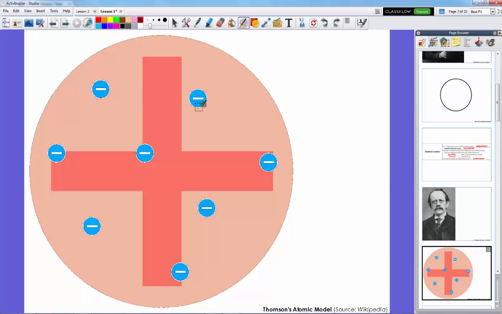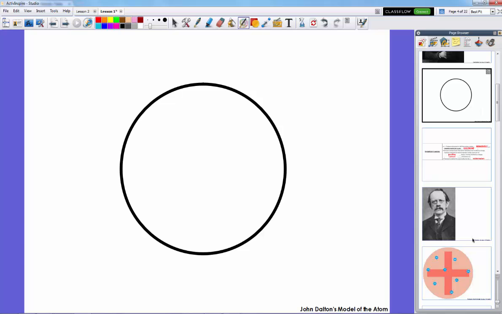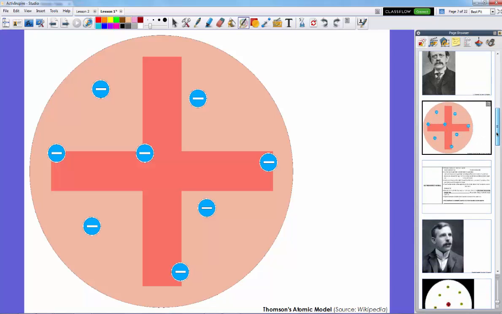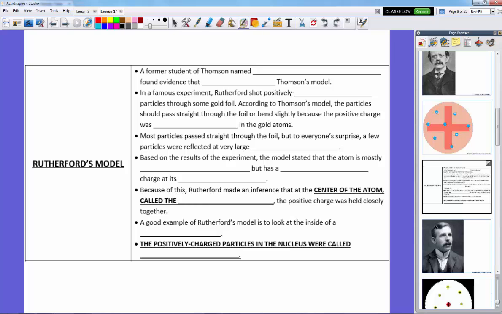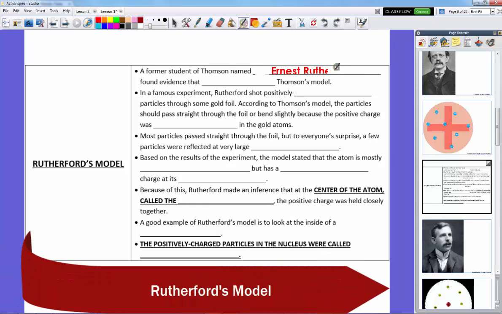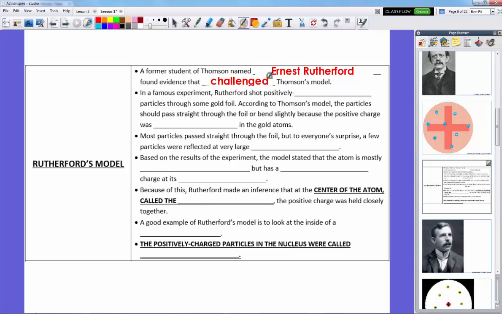He figured that there were these little negative bits called electrons floating around, but the rest of the atom was completely positive. And so we've gone from Dalton's model of a single unbreakable piece to J.J. Thomson's model including electrons. We're starting to get more toward the modern idea. Now, one of J.J. Thomson's students was Ernest Rutherford. He was a scientist, and he found evidence that challenged Thomson's model.